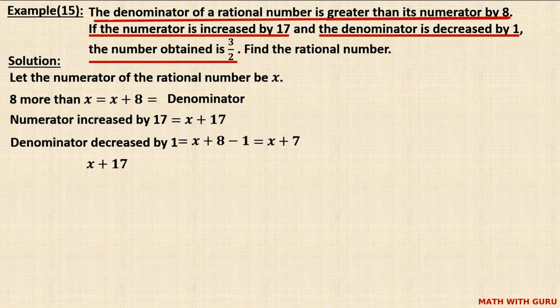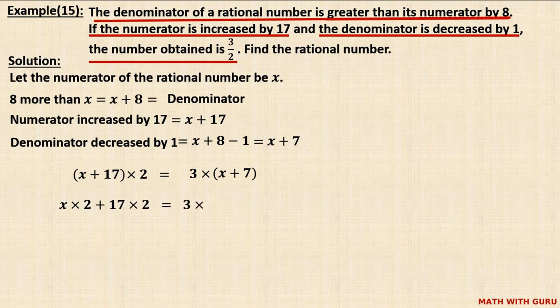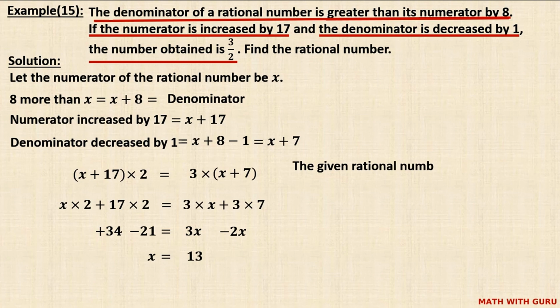Therefore, we get this equation: x plus 17, the new rational number, divided by x plus 7 equals 3/2. Cross multiply as before and then simplify. 2x plus 34 equals 3x plus 21. Collect the like terms on the same side. 13 equals x. Interchange the sides. x equals 13. The given rational number equals numerator divided by denominator.